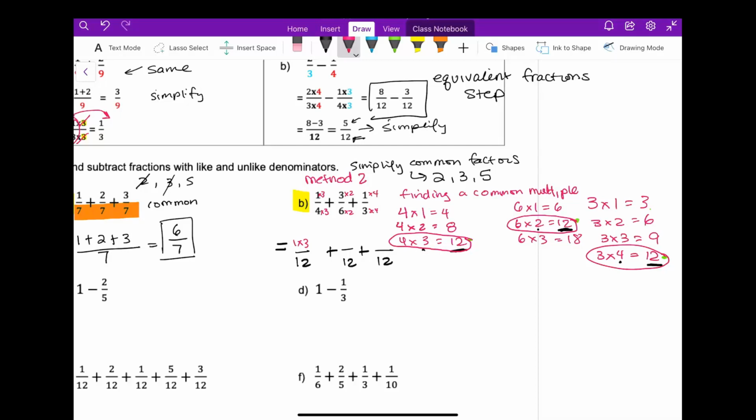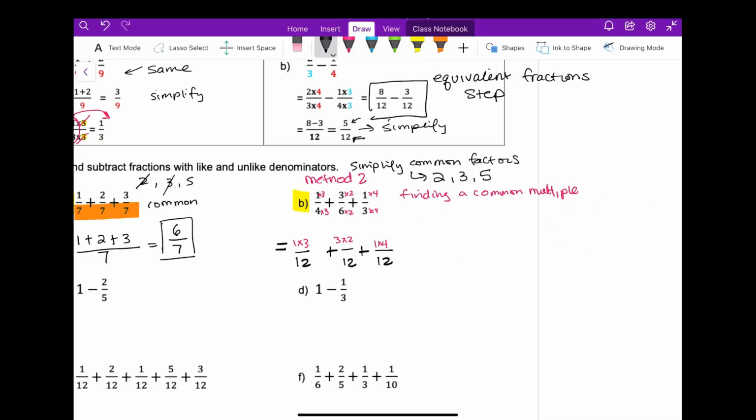So this is going to be 1 times 3. For 3 over 6, it's going to be 3 times 2. And for 1 over 3, it's going to be 1 times 4. We have 3 over 12 plus 6 over 12 plus 4 over 12. Now that I have all of these the same, I am ready to rewrite this as one fraction. It's going to be 3 plus 6 plus 4 over 12.